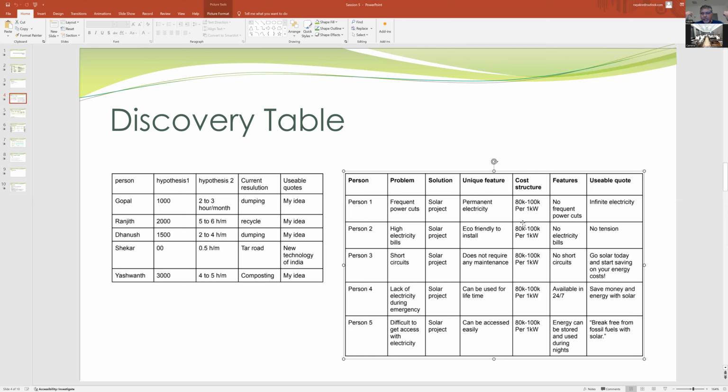Generally, what happens is people have an idea, they know what to do, but now they have to be very clear that there is a market for what they do. That's what we're trying to figure out here.